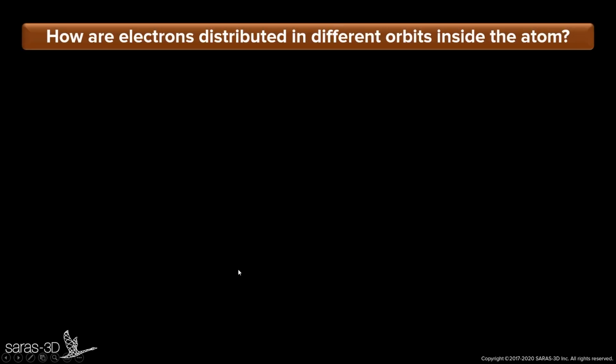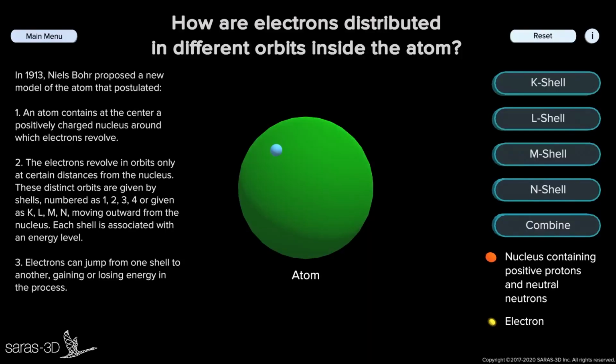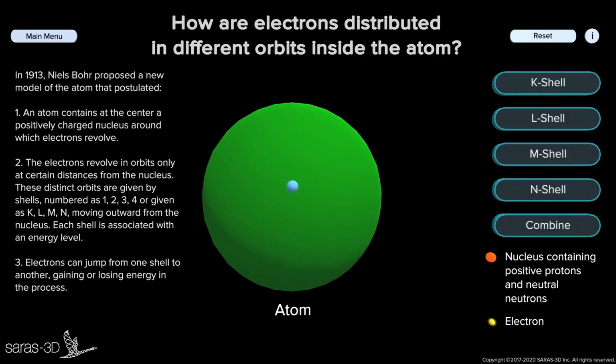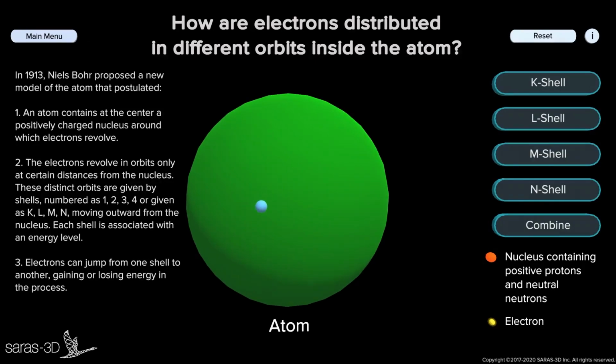So today in this video, we will be talking about how electrons are distributed in different orbits inside the atom. Let us understand this with the help of a model. As we already learned, Niels Bohr in 1913 proposed a new model of the atom, which postulated that an atom contains at the center a positively charged nucleus around which the electrons revolve. So if this is the atom that we see here, the center has a positively charged nucleus around which the electrons revolve in specific orbits.